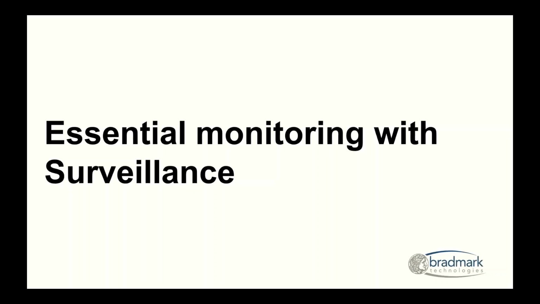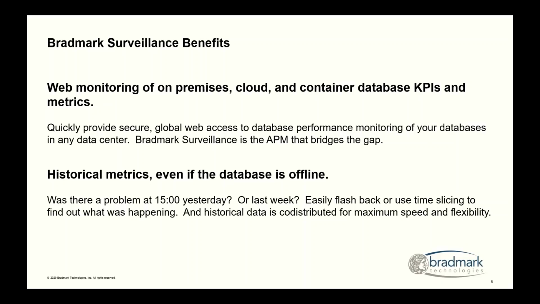I'm going to briefly recap some of the essential items from Bradmark Surveillance for monitoring, especially if you haven't joined us in our previous webinar in this series. We have several major things that we do with Bradmark Surveillance. We do web monitoring, of course, for on-premises, cloud, and container databases. We have a lot of different metrics that we monitor to help keep the alerting going, to help keep the analysis going for database issues, as well as other types of issues. We have historical metrics, even if the database is offline. So if you want to do a post-mortem analysis of an issue that happened at 3 o'clock yesterday or last week, we can do that with our recent history and our long-term history.